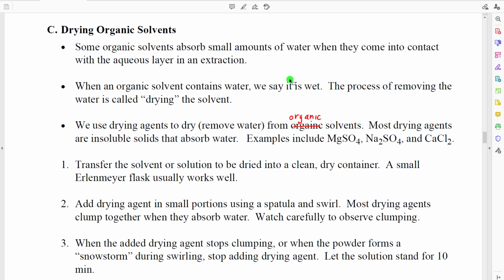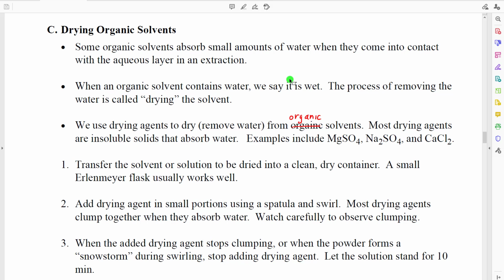Some organic solvents absorb small amounts of water when they come in contact with the aqueous layer. A really good example of this is diethyl ether, which absorbs about 1.5% of its weight in water, which doesn't sound like a lot, but later on, if we evaporate that diethyl ether, we would be left with droplets of water. When an organic solvent contains water, we say it is wet.